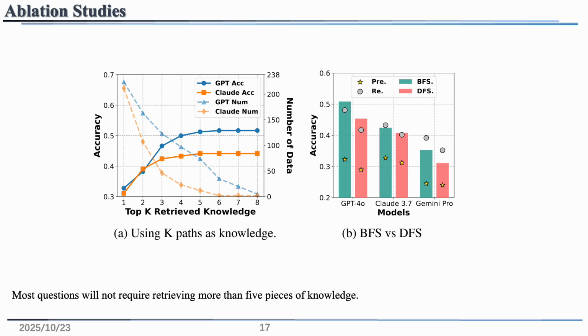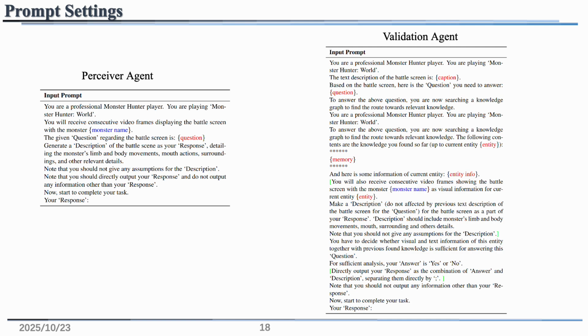Here are some ablation studies. We can find that GPT and Claude perform best when using the top 5 retrieved knowledge, and BFS is the best strategy for knowledge retrieval. Here we show some prompt settings for the perceiver agent and validation agent. We have to point out models are sensitive to prompt settings.